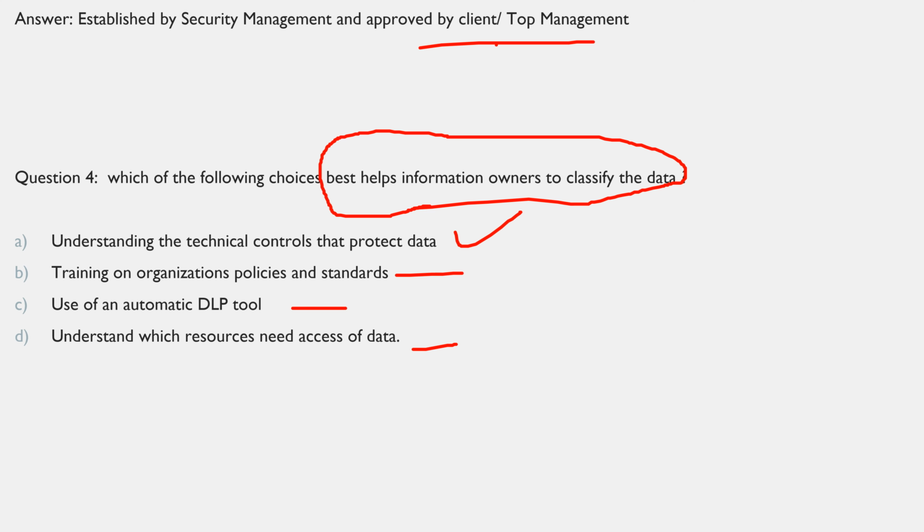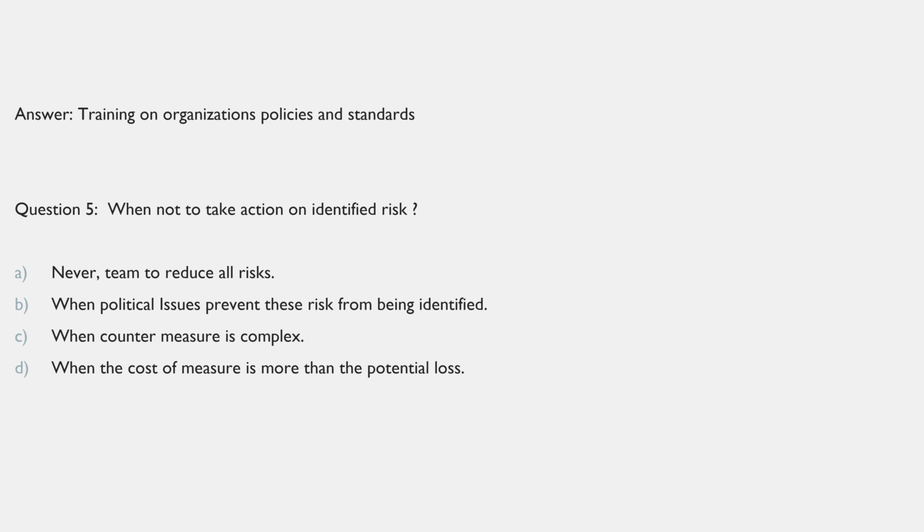So guys, let's read the question again. Which of the following choices best helps information owners to classify the data? Guys, classification of data is best supported by training on organization policies and standards. So the correct answer is mentioned in the next slide. You can pause here if you need more time. So the right answer is training on the organization's policies and standards.